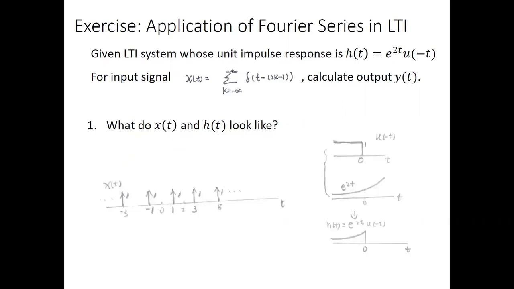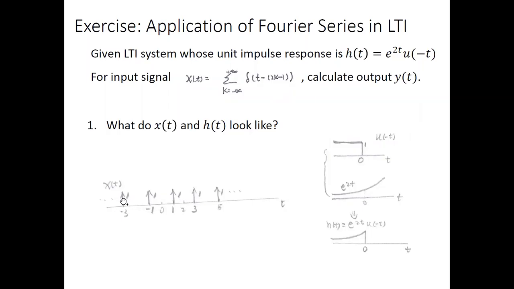It's a comb. Okay. So how do we know what x of t looks like from this expression? It says that we have an infinite sum, and for every term in the infinite sum, 2k minus 1 is an odd number. In other words, we have this infinite sum of delta of t minus an odd number. And we know that for a particular odd number, it's just a time shift of the impulse so that it occurs at that odd number. Then if we take this infinite sum, we have this comb.